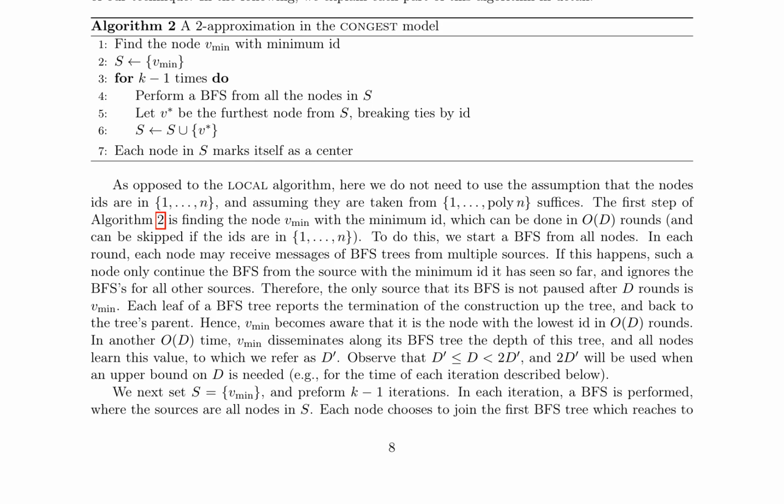The authors then present a 2 approximation in the CONGEST model, achievable in O, kd, rounds, where d is the diameter of the underlying graph. Algorithm 2 is proposed, which involves finding the node vmin with minimum id, performing a breadth-first search, BFS, from all nodes in S, and marking each node in S as a center. The algorithm iterates k1 times, with each iteration comprising a BFS from all nodes in S and the addition of the furthest node from S to S.